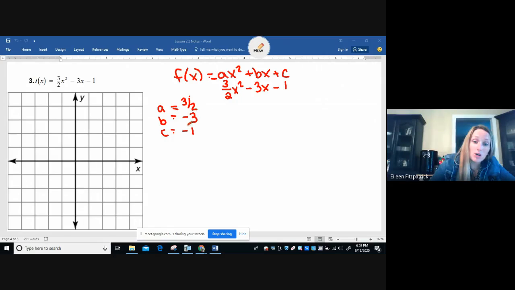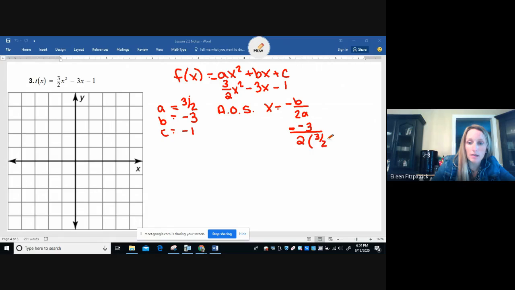But what you need to know is the b value, because to get these problems started, the first thing you need to calculate is the axis of symmetry, and we use this little equation, x is equal to negative b over 2a. So I'm going to plug my values in, negative, and then b is negative 3. Kind of ugly, but we'll clean up the signs in a minute. And then 2 times the a value, which is 3/2.